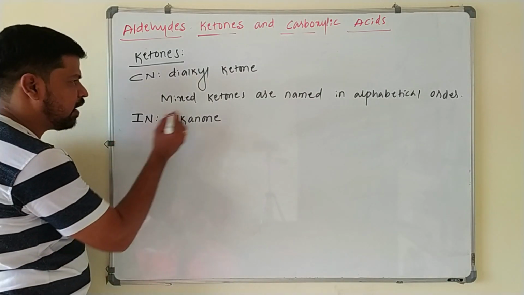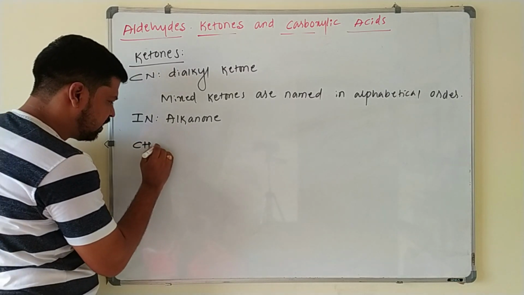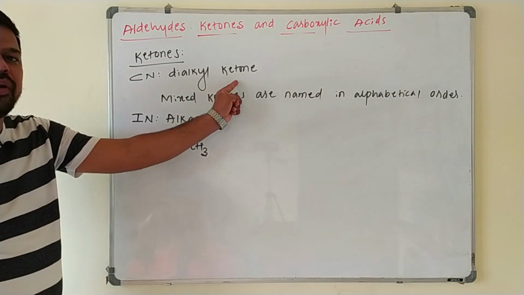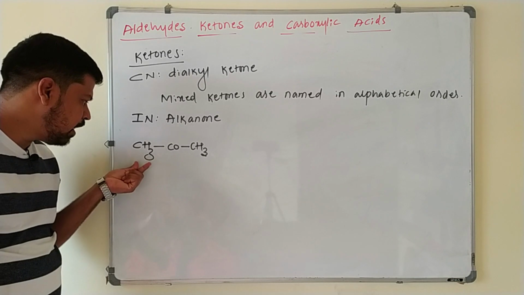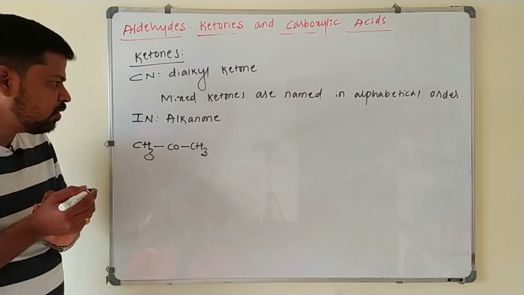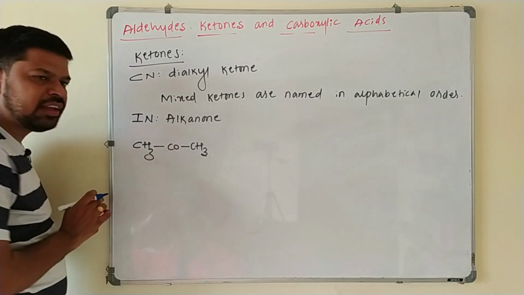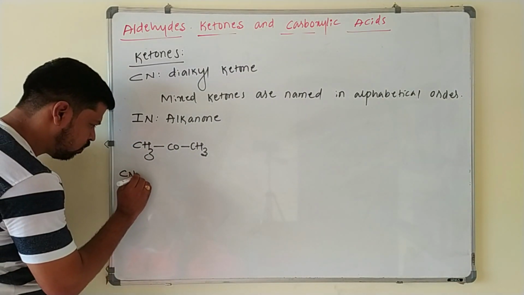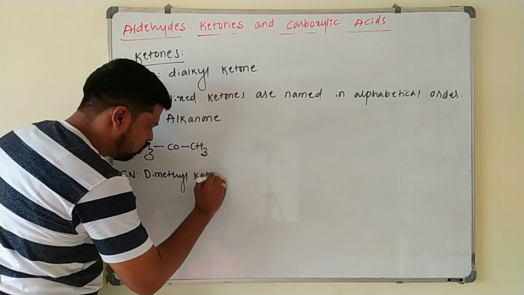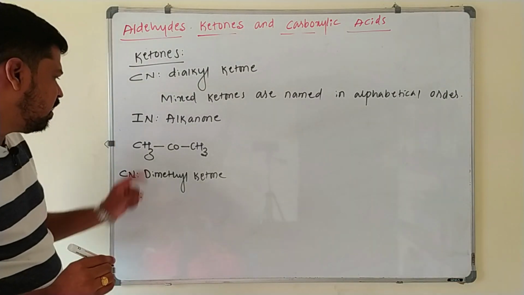For example, we will write the common names first, that is CH3 CO CH3. Dialkyl ketone is the common name. If the same type of alkyl groups are present on both sides of the carbonyl group, then it is called a symmetrical ketone. And for a symmetrical ketone the common name is dialkyl ketone. It is called dimethyl ketone. Common name: dimethyl ketone.